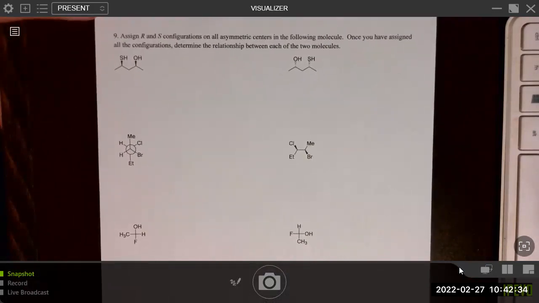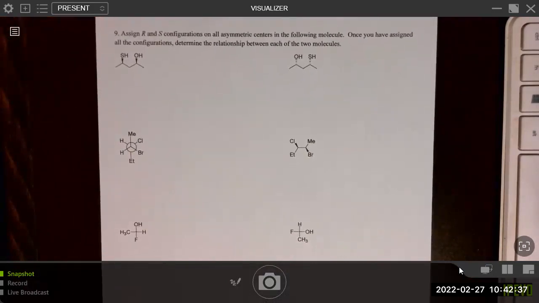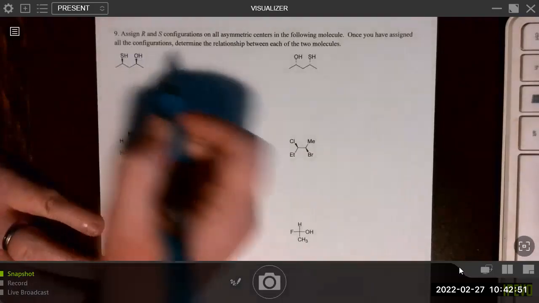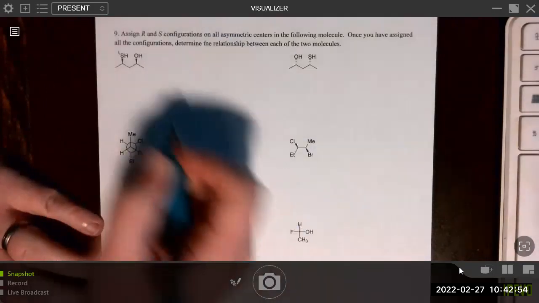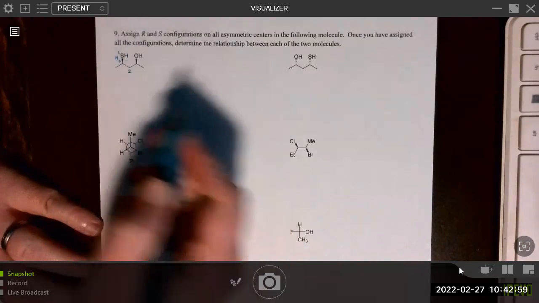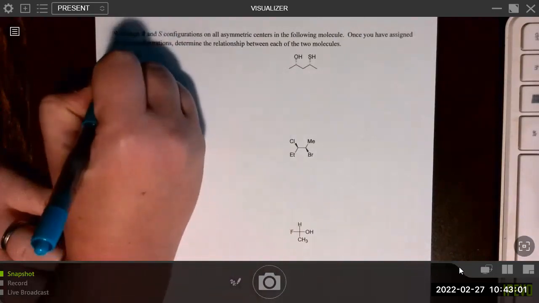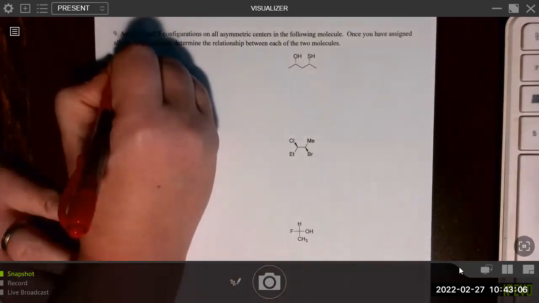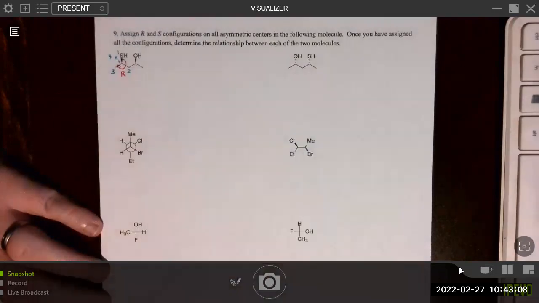So the last question says, assign R and S configurations on all asymmetric centers in the following molecule. Once you have assigned all the configurations, determine the relationship between each of the two molecules. All right, let's go ahead and work on that. So the configuration here, we have priority 1 is the sulfur. Priority 2 is going to be that carbon, followed by the methyl, followed by the hydrogen. So 1 to 2 to 3 is clockwise and R.